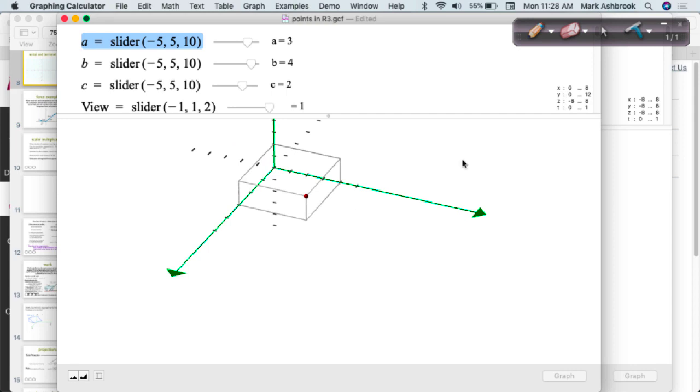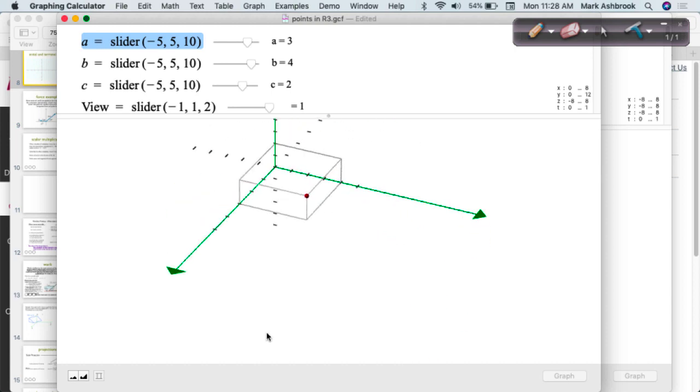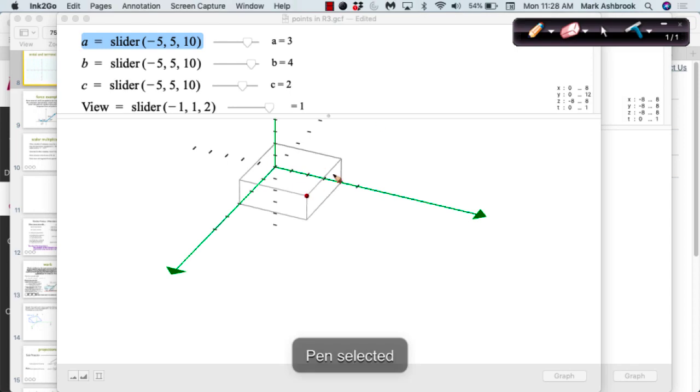Okay, so how far is that point from the YZ plane? The YZ plane, remember, is the plane of the screen. So how far is it from the YZ plane? 3, right? So it's the x-coordinate. The x-coordinate will give you how far it is from the YZ plane, which is this plane here.